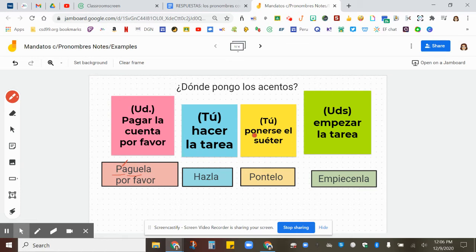As an example, again, of a single syllable command, we're going to use the verb ponerse el suéter. Your mom tells you before you leave the house on a cold day, put on your sweater. Poner, se. Poner changes to pon. Se in a tú command changes to te. El suéter becomes lo. Póntelo.